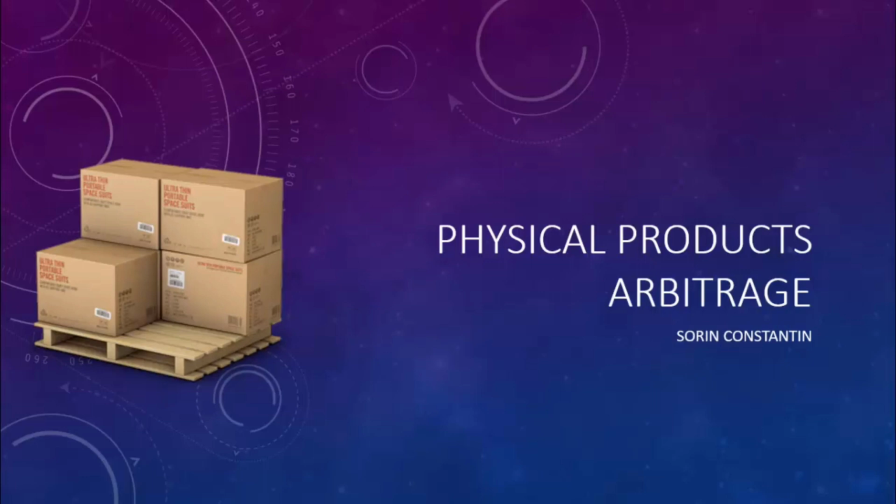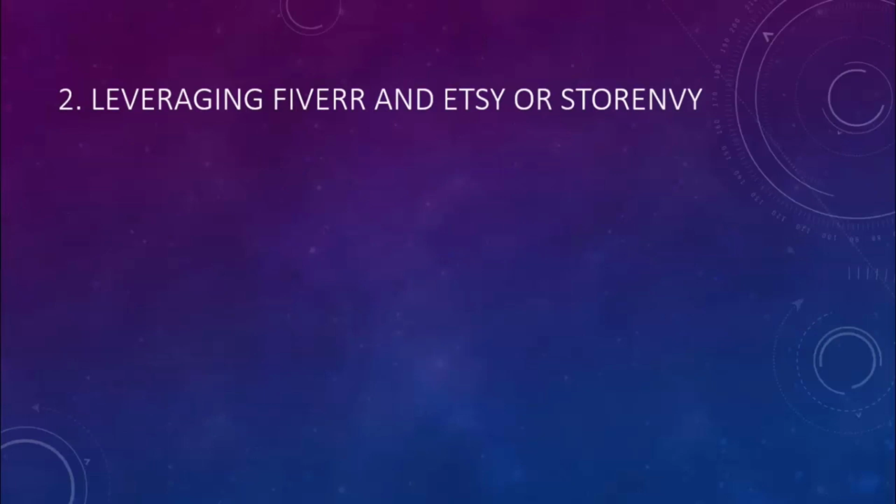And now we will go a little bit in a different direction, also with physical products arbitrage, but we will use a different type of marketplaces, and we will talk about that in a minute. Let me just change the slide for you. So we will talk about leveraging platforms like Fiverr and Etsy or Store Envy.